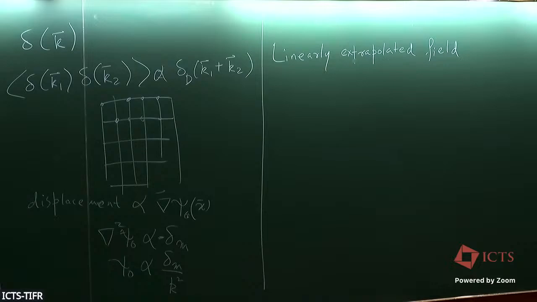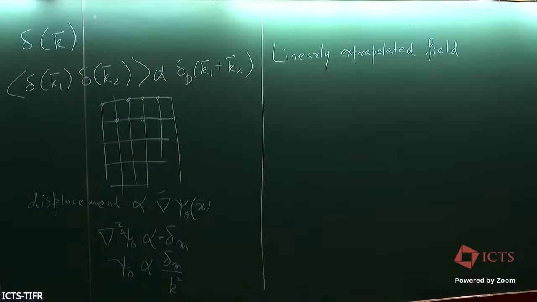You don't worry about whether linear theory is valid or not. Okay, you keep on evolving till redshift 0. Okay, so that is called the linearly extrapolated field. Of course, when linearity breaks down, this won't give you the true field, but it will give you some linear approximate version of that.